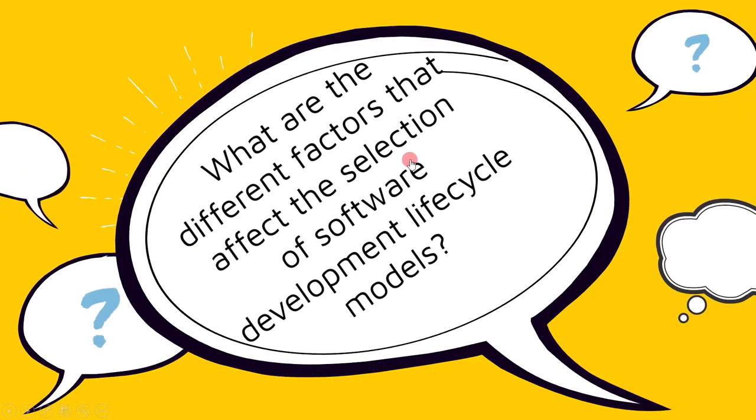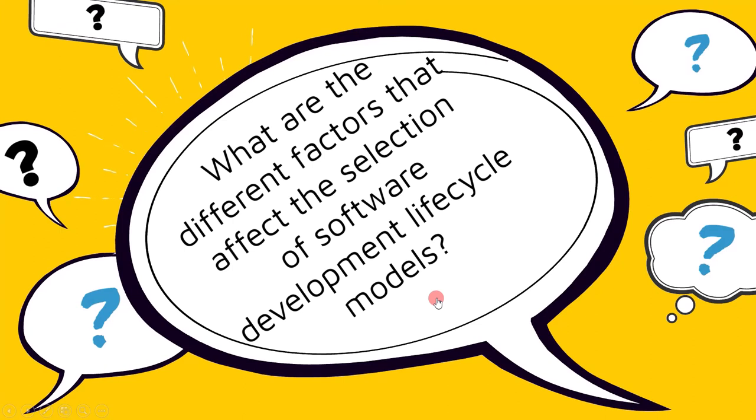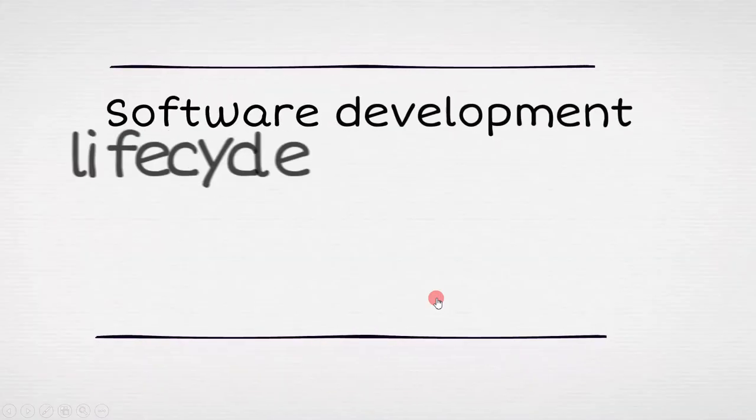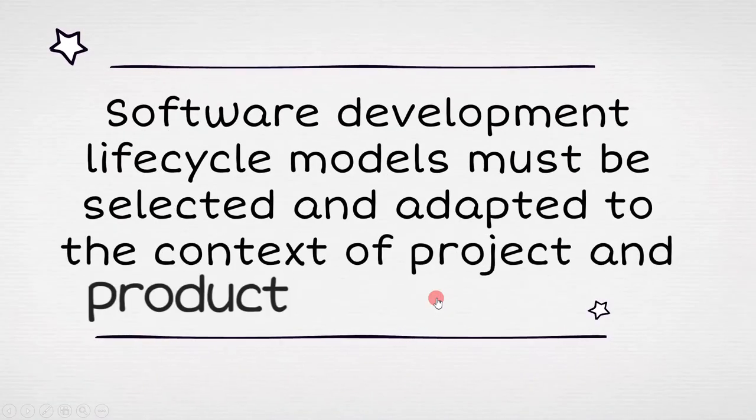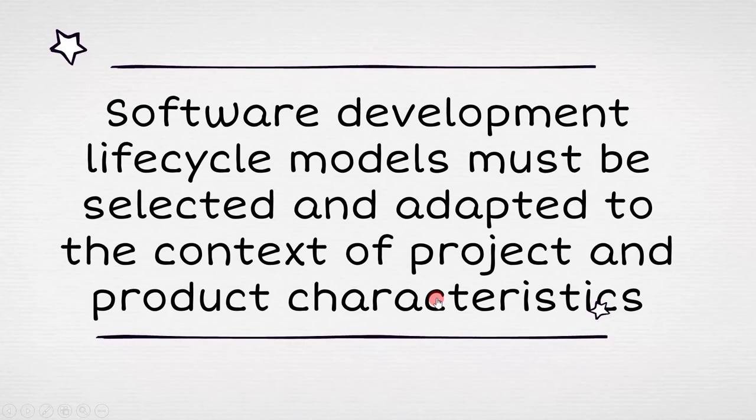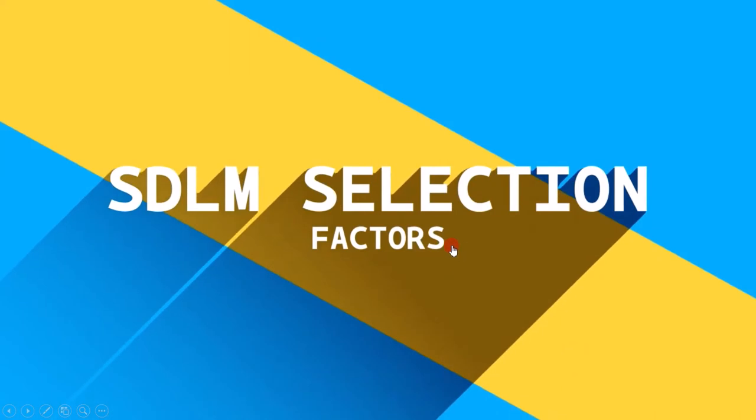First, we will see what are the different factors that affect the selection of software development lifecycle models. The answer to that is simple. Software development lifecycle models must be selected and adapted to the context of project and product characteristics. Other than projects and products, we have other factors that also influence selection of software development lifecycle models. That is what we will see next.